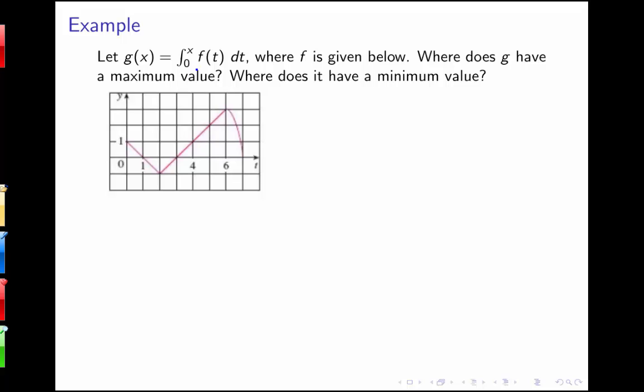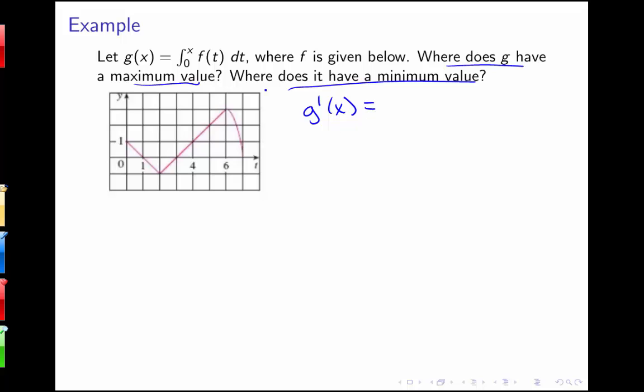We've got g of x to be this integral from 0 to x of f of t dt. And we want to try to identify where g has a maximum value and where it has a minimum value. So to do this, we have to look at g prime. So we know that to identify maxes and mins, we look at where g prime has critical values, or where g has critical values, which is where g prime is 0 or g prime doesn't exist.